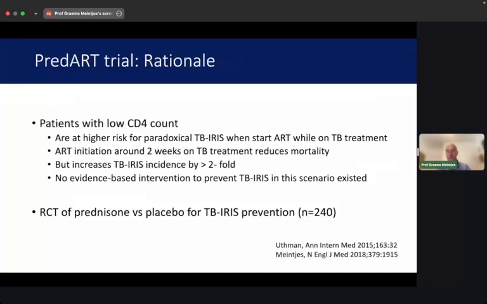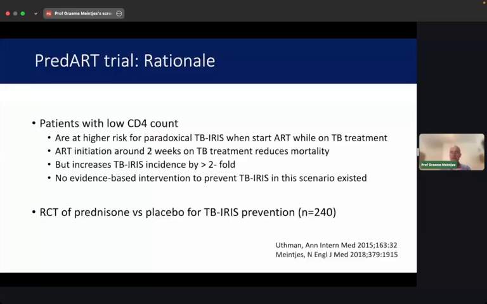And this led us to designing a clinical trial that we did of using prednisone for TB IRIS prevention. So our rationale was that patients with low CD4 counts are at highest risk for developing paradoxical TB IRIS when they start ART. But initiation of ART around 2 weeks on TB treatment reduces mortality, but it also increases the TB IRIS risk by twofold. And at that point, there was no evidence-based intervention to prevent TB IRIS. So we knew that starting ART early saved lives, but it also pushed up the risk of IRIS.